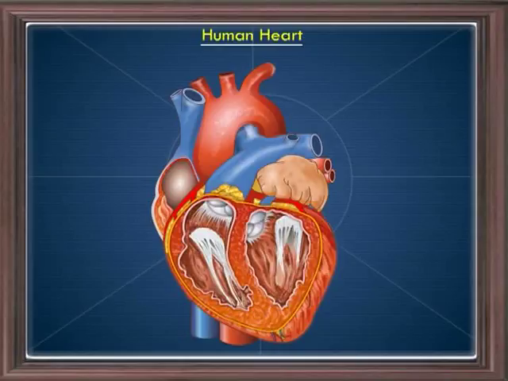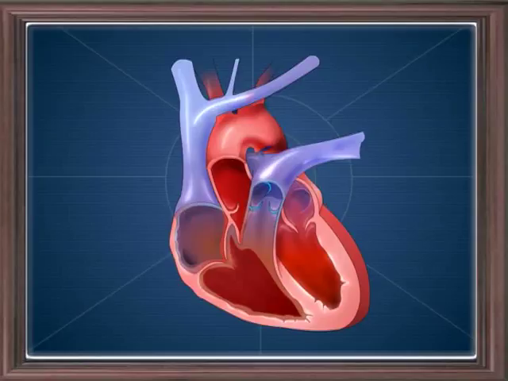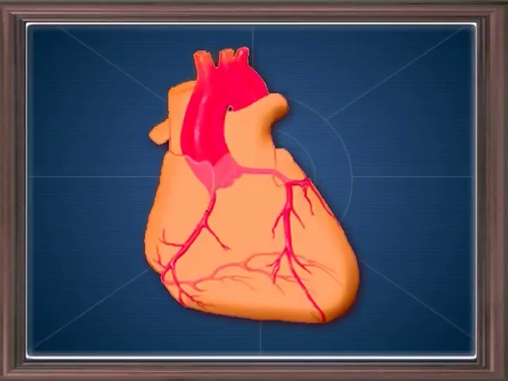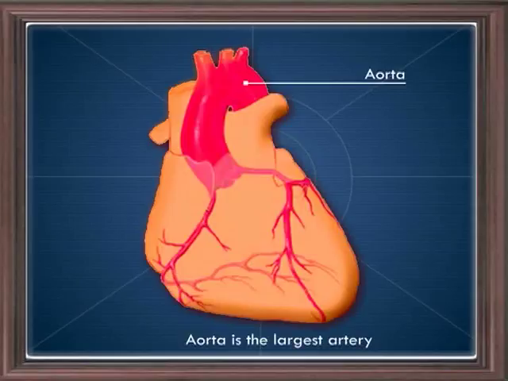What are the vessels that leave the heart? The pulmonary artery carries deoxygenated blood from the right ventricle to the lungs. The opening of the right ventricle into the pulmonary artery is guarded by 3 semilunar valves. From the left ventricle, a large artery named aorta arises and carries oxygenated blood to different parts of the body. Aorta is the largest artery. A pair of coronary arteries arises from the base of the aorta and supplies blood to the muscles of the heart.